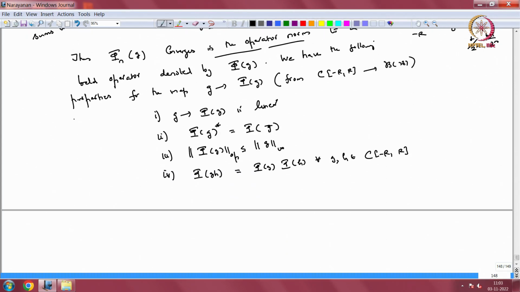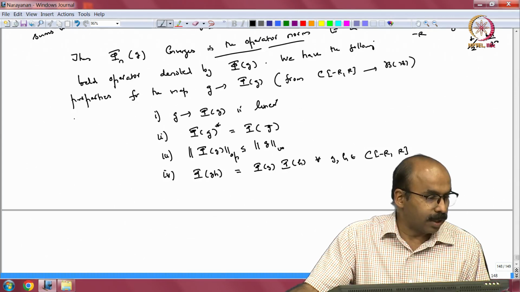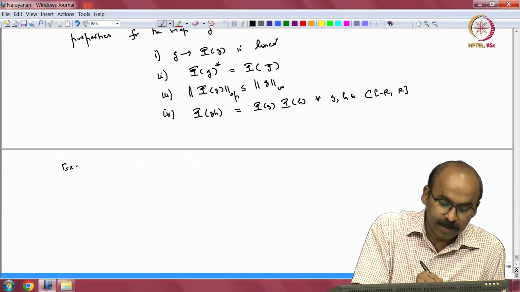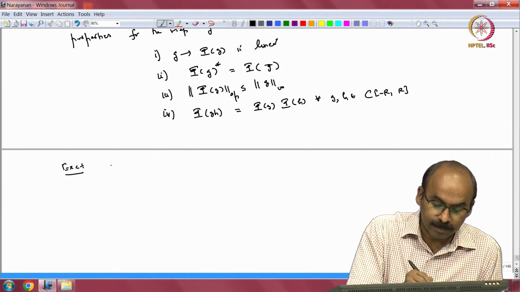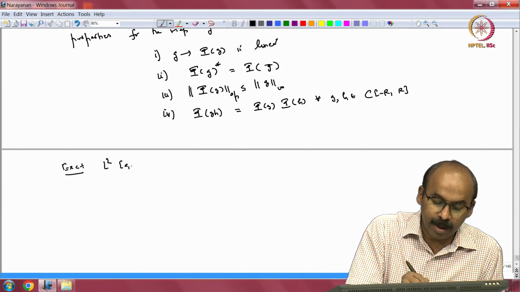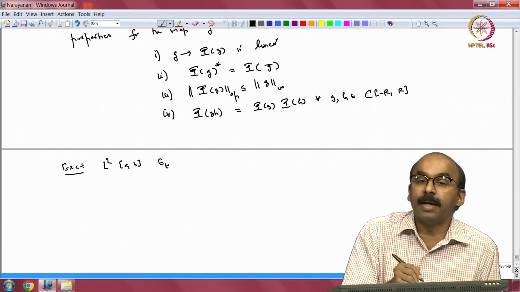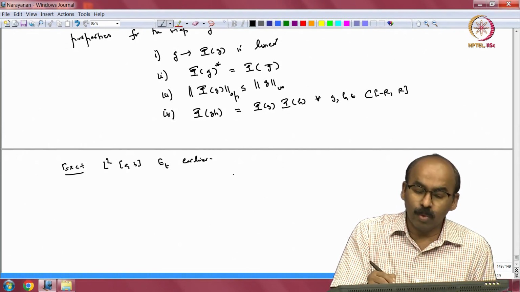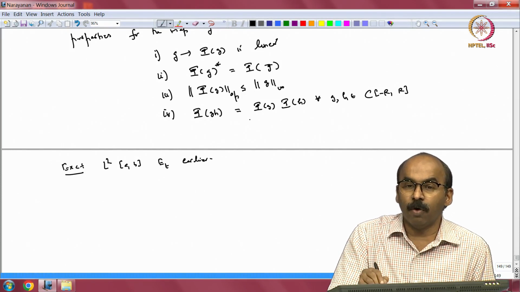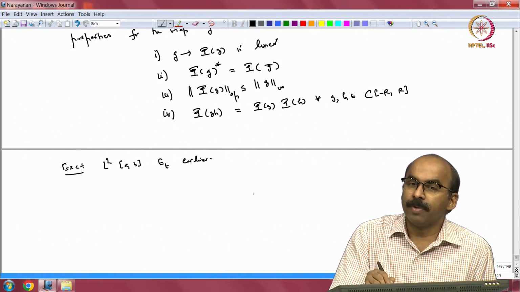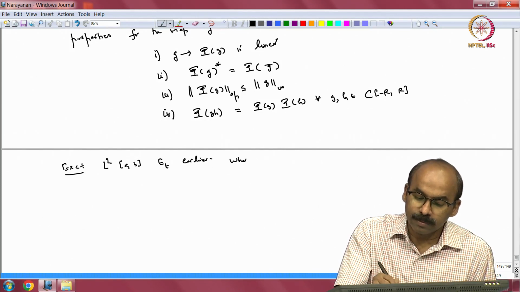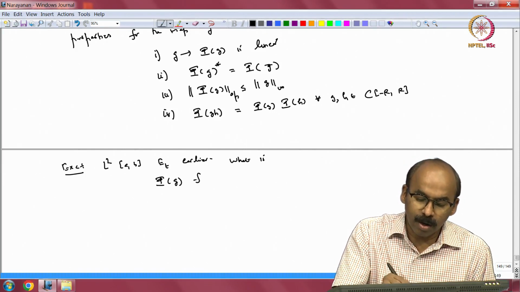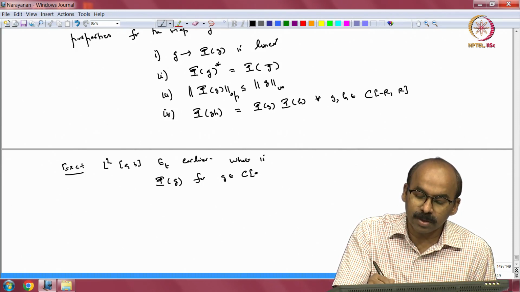I will ask you to check. Maybe a simple exercise: remember the L2 of AB and E sub t we defined earlier. What do you get if you do this procedure for continuous functions on AB? So, what is phi of g for g in continuous functions here?